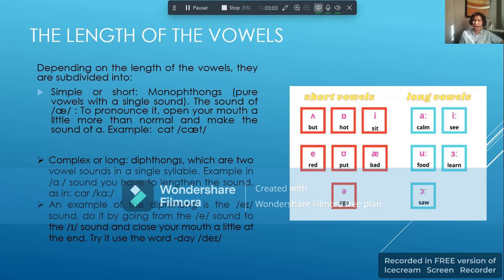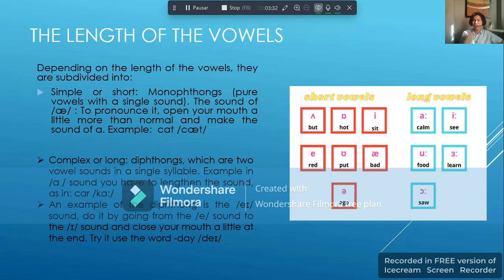An example could be car. You say A, you say car. And the example of the other diphthong is the A sound, and a very good example is the word day. In the short vowels, we have but, hot, sit, red, pot, but, and ago.